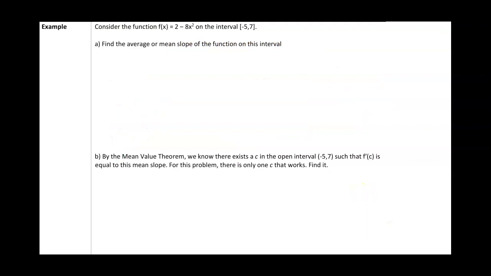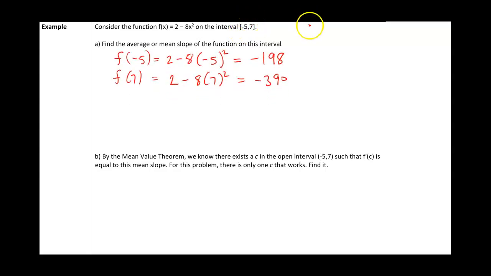So here's an example. Consider the function f of x equals 2 minus 8x squared on the interval [-5, 7]. When we see the term interval, these are the x values. This is not a point. This is not an x and y. This is the interval x1, x2. So our x1 value is going to be -5, and our x2 value is going to be 7.